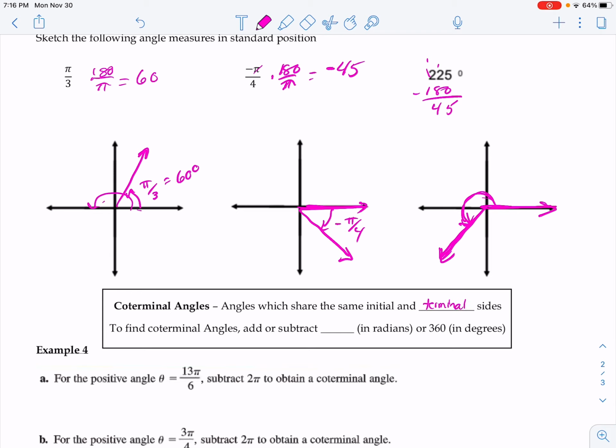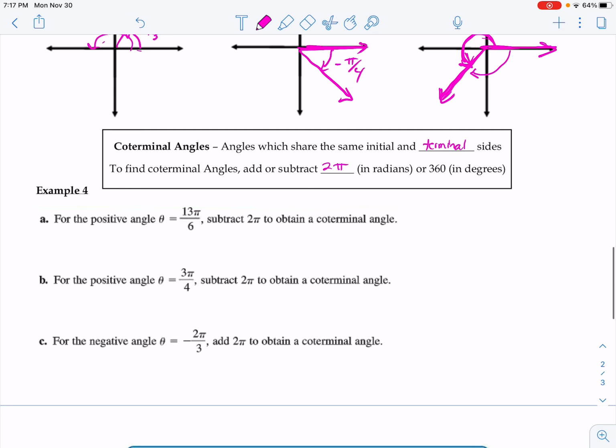Find by adding or subtracting 2 pi radians, or 360 degrees. Well, this one, remember, we went to here, is 225. Well, if I go backwards, it is 360 minus 225, that's 135. So this is negative 135 degrees. Those are coterminal. 225 and 135 are coterminal.